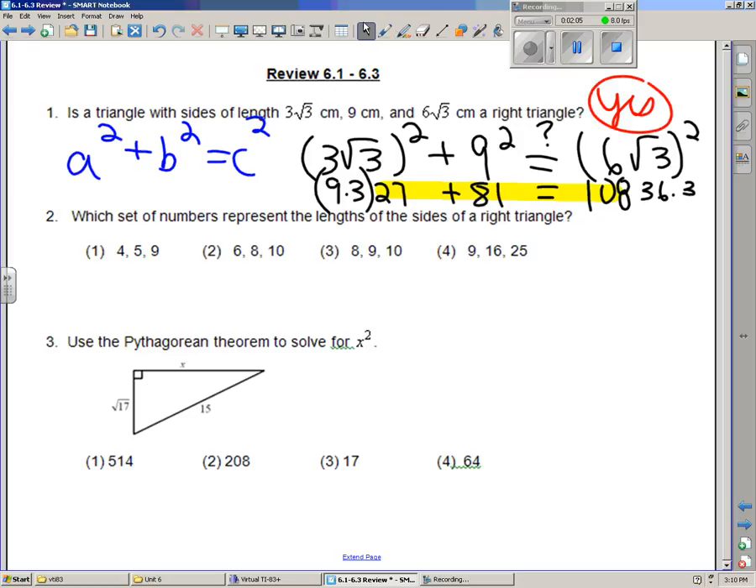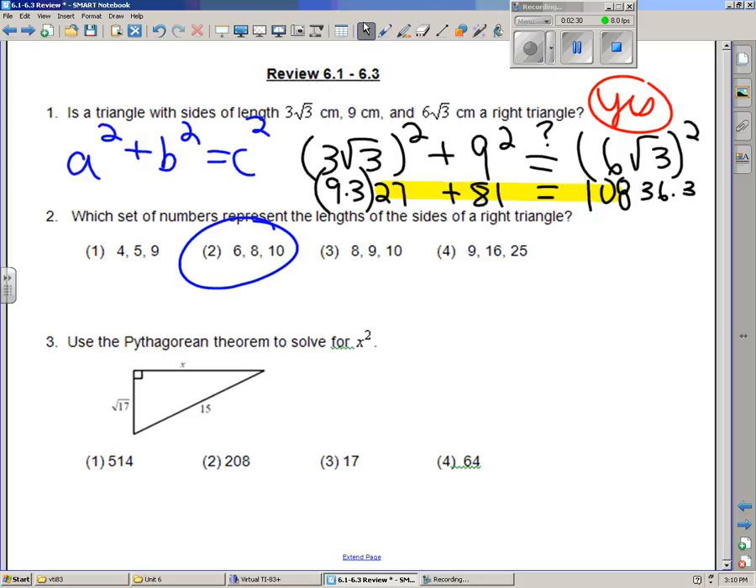Number 2, which set of numbers represent the lengths of the sides of the right triangle? Well, either know something about Pythagorean triples or test each one in your calculator. Well, I know that 6, 8, 10 is a right triangle. I can stop right there. But if I didn't, I'd be in my calculator and I'd be doing 4 squared plus 5 squared, does it equal 9 squared? And 8 squared plus 9 squared, does it equal 10 squared? So you got to do all that.